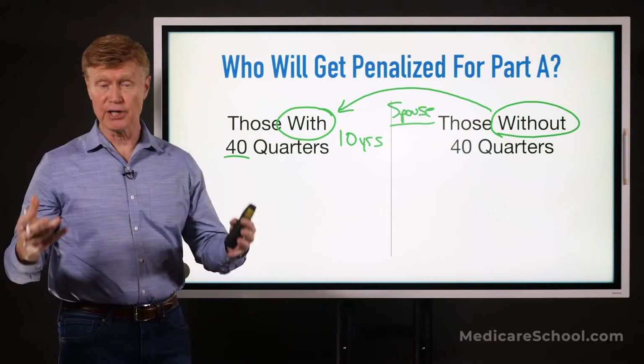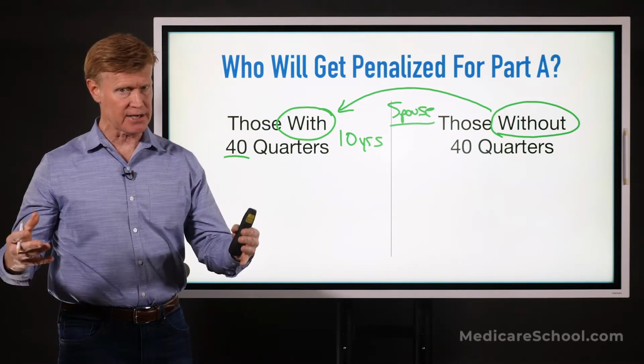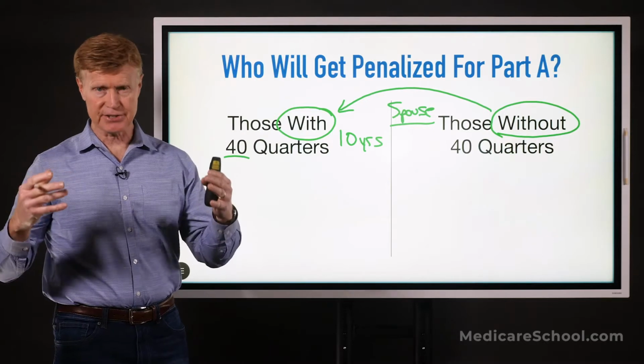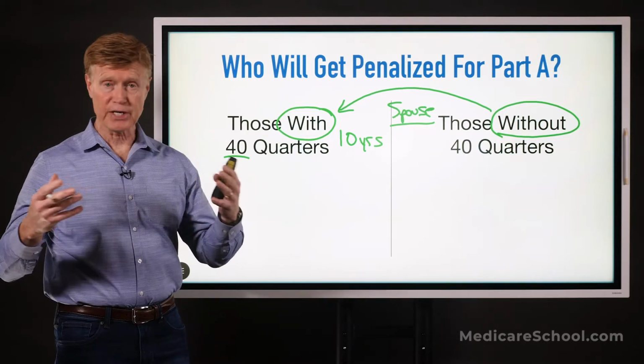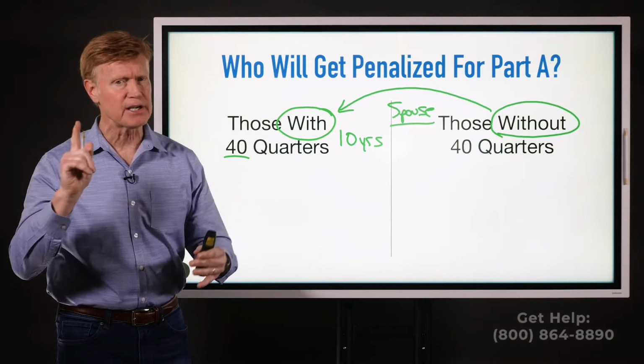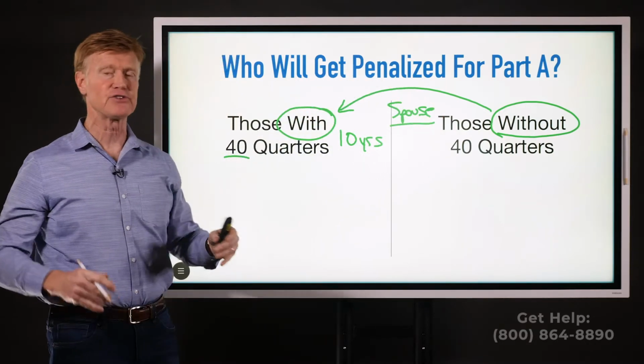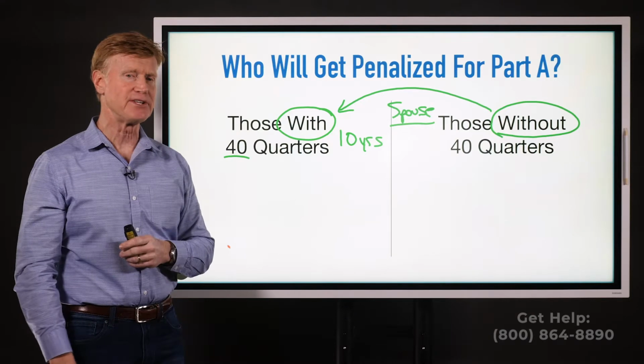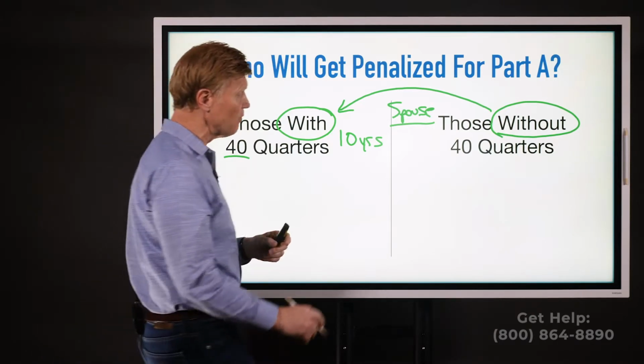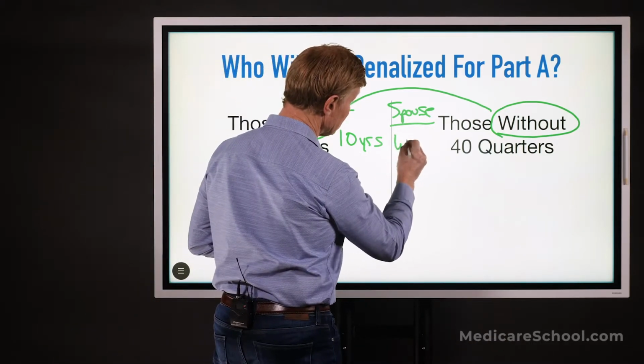Now, if you're no longer married, but were married for at least 10 years and that person is at least 62 and they have 40 quarters and you did not remarry prior to the age of 60, then you can actually go to that previous spouse and you can draw your Medicare benefits from them. So that's one way. The other way is this. You can actually go back to work.